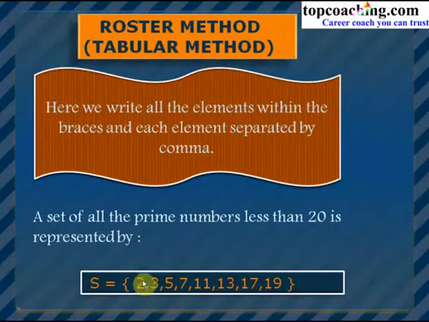Now remember that these all are prime numbers which are less than 20, and each of these elements is separated by a comma, and all these are also contained within the braces. So this represents a set of prime numbers less than 20, and this is represented in the roster method. So in the roster method, we contain all these elements within the braces, and each of these elements is separated by a comma. This is also known as the tabular method.